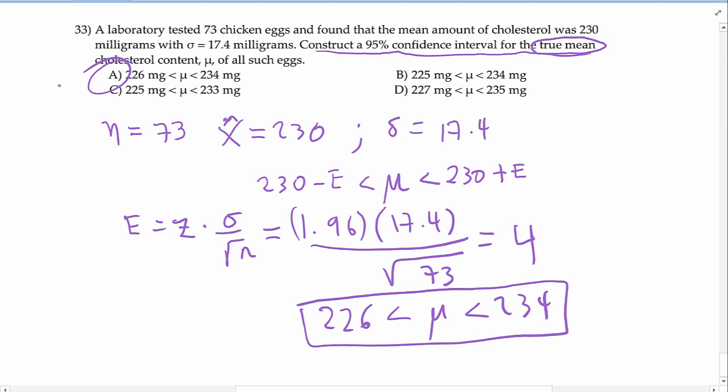So we're creating intervals here to estimate population means. Last problems we were estimating population proportions. Let's do the next problem.